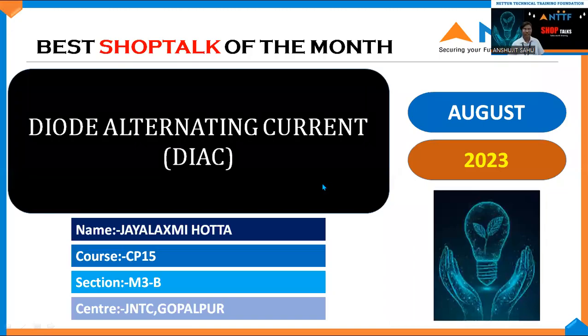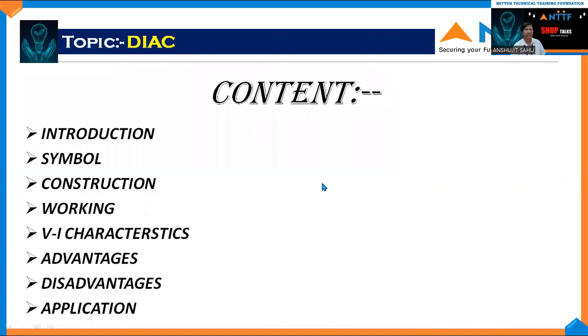Today our topic is DIAC, the Diode Alternating Current device. In this topic, the contents are introduction, symbol, construction, working, VI characteristics, advantages and disadvantages, and applications.